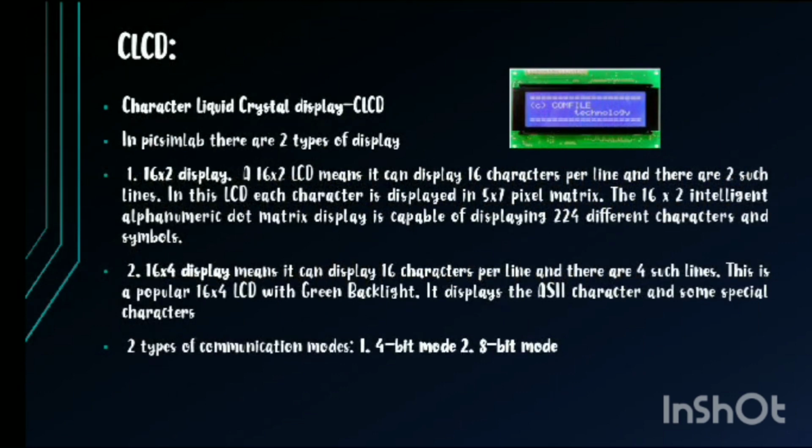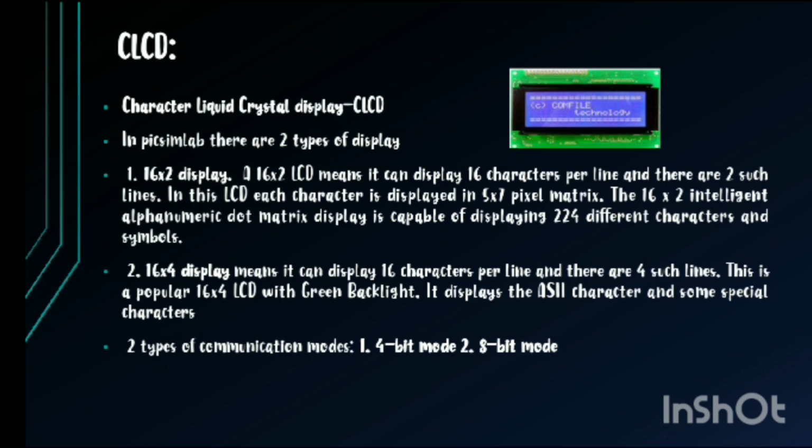The next requirement is CLCD. The full form of CLCD is Character Liquid Crystal Display. In PIXIMLab, there are two types of display. First one is 16x2 display. A 16x2 LCD means it can display 16 characters per line, and there are two such lines. In this LCD, each character is displayed in a 5x7 pixel matrix. The 16x2 intelligent alphanumeric dot matrix display is capable of displaying 224 different characters and symbols.